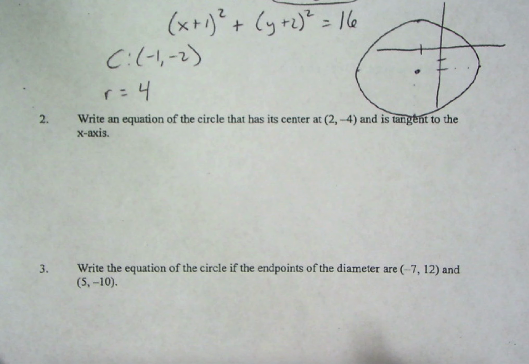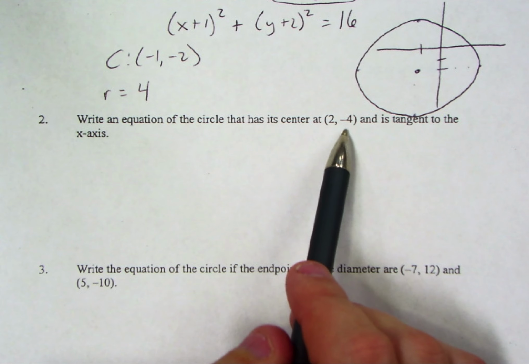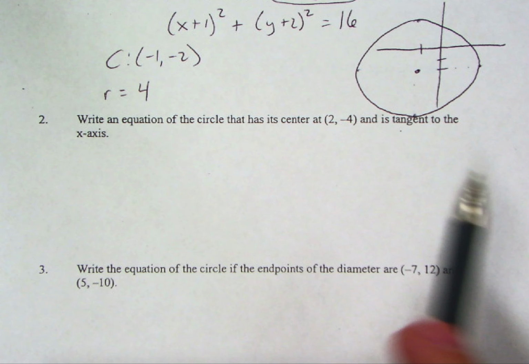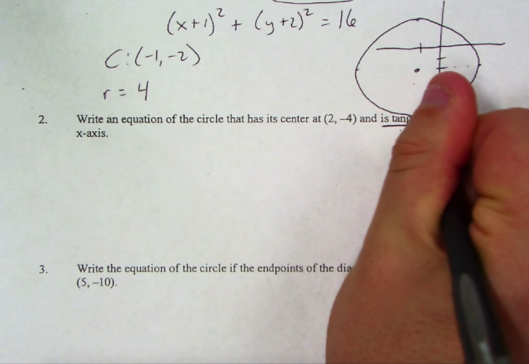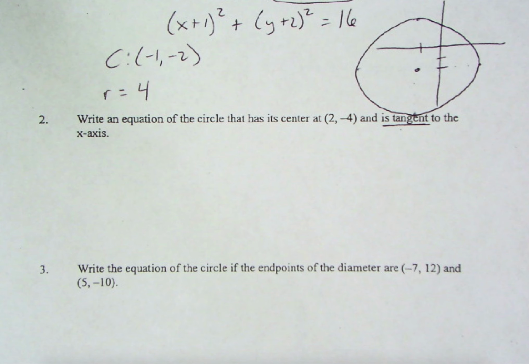Write an equation of the circle. It has a center at 2, -4, and is tangent to the x-axis. The reason I want to do this one is because of what this word tangent means.